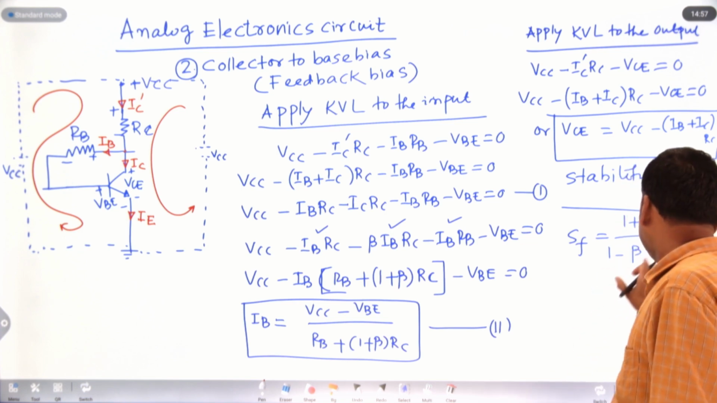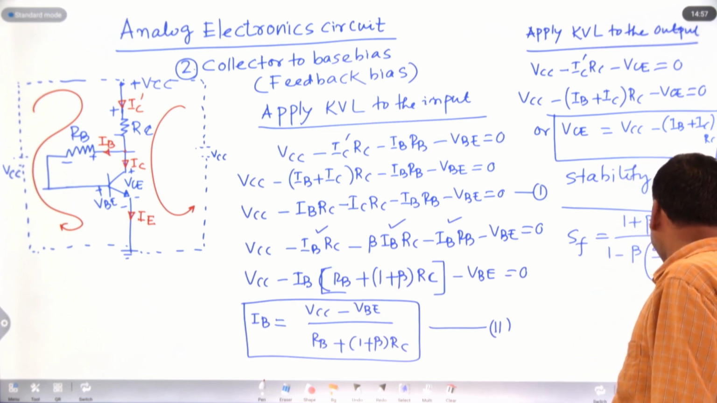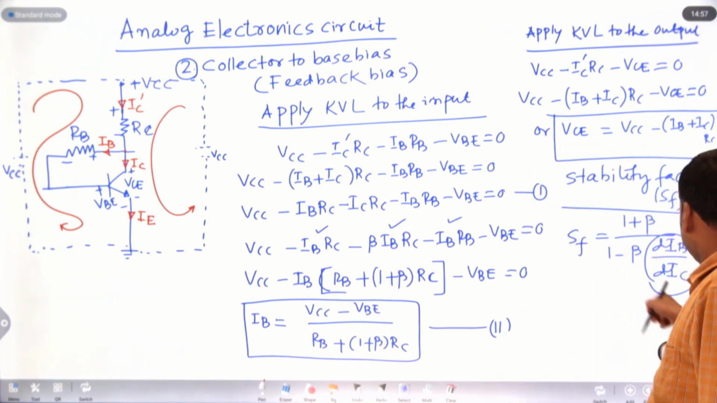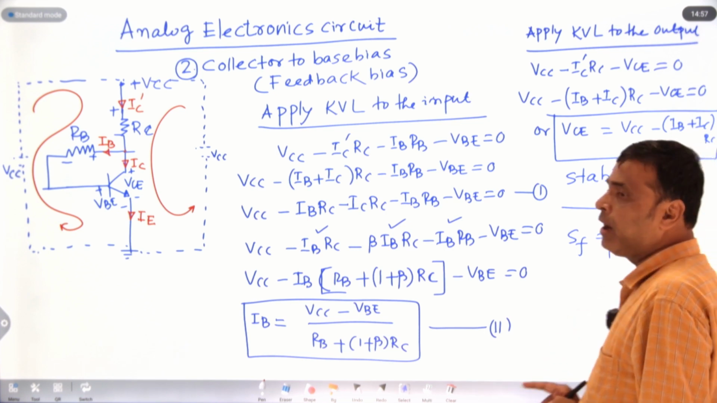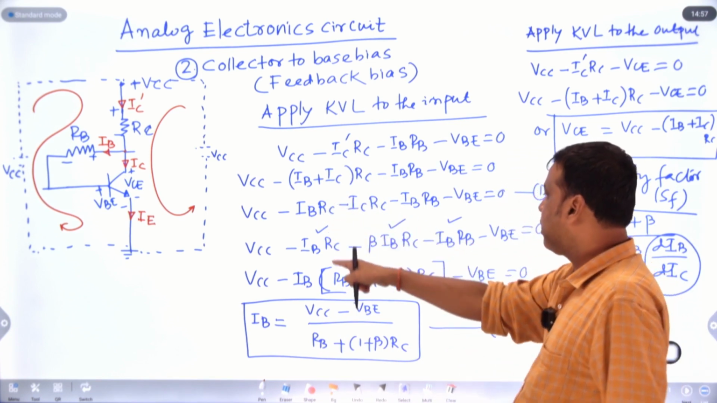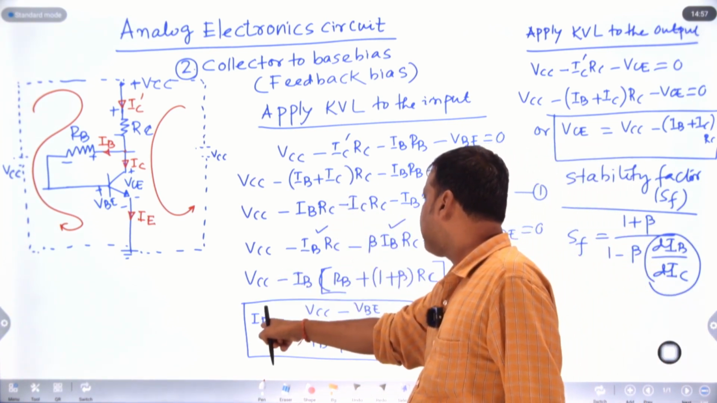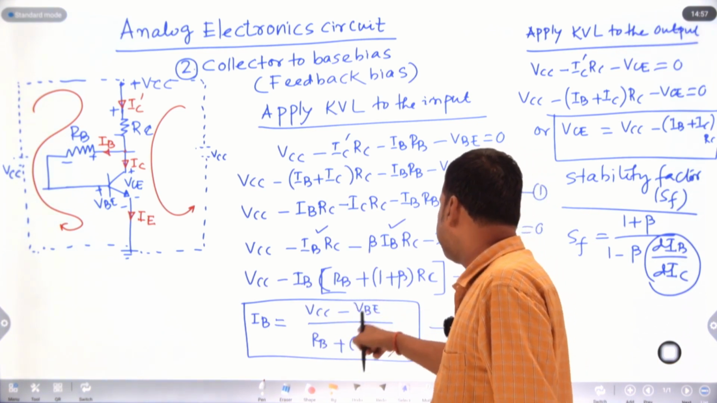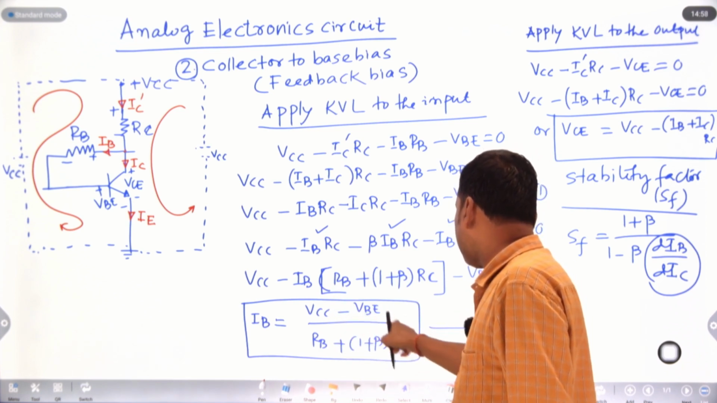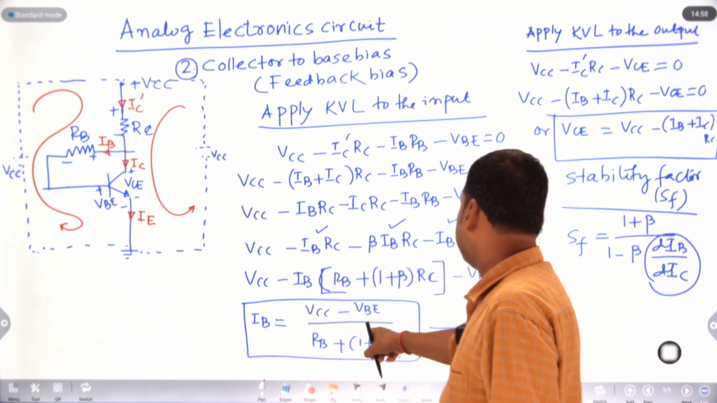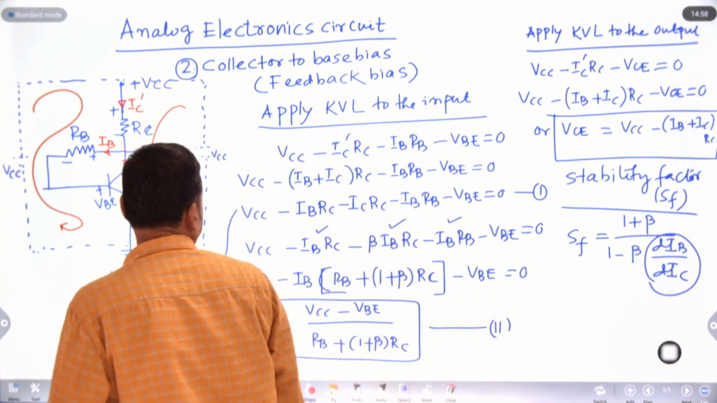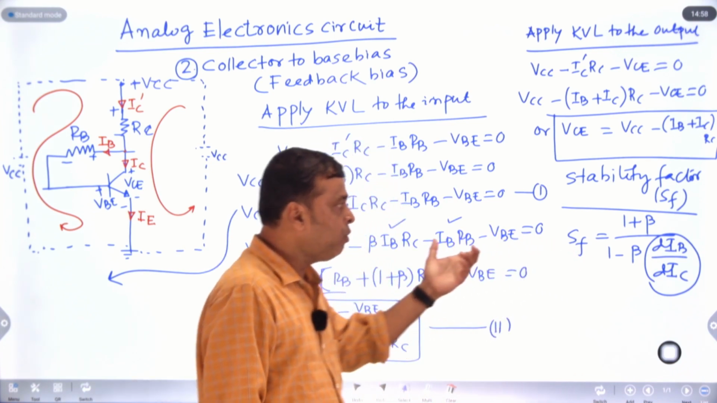This beta is constant, and here we have to determine dIB by dIC. Once we get the value of IB, if we differentiate this IB with respect to IC, then we will get dIB by dIC. So how to get dIB by dIC? When I applied the KVL to the input, the expression becomes IB equals VCC minus VBE by this one. And here in equation 1, this IB does not contain the term IC. That's why, to find the stability factor, we have to find IB with respect to IC.